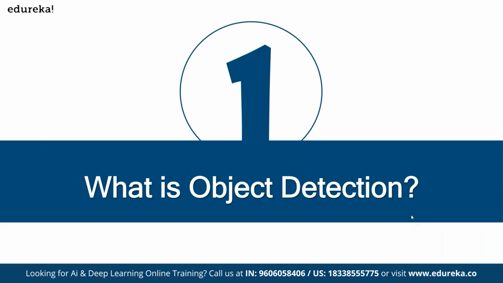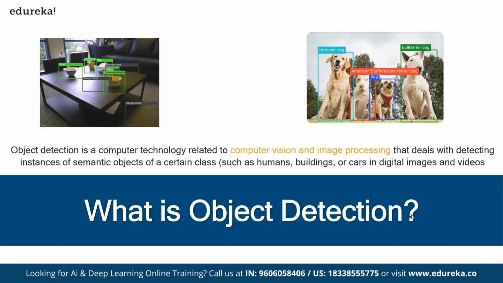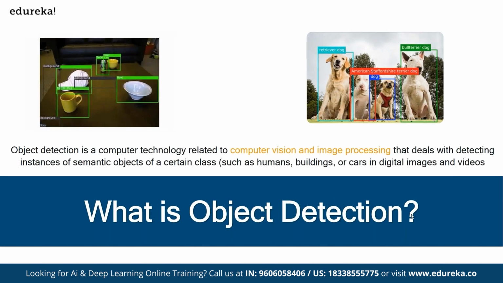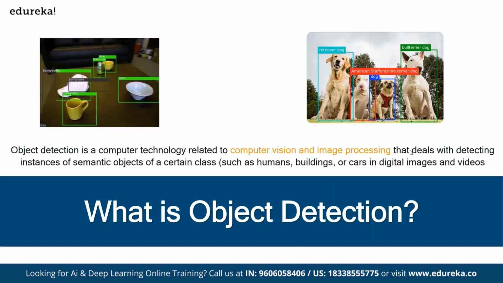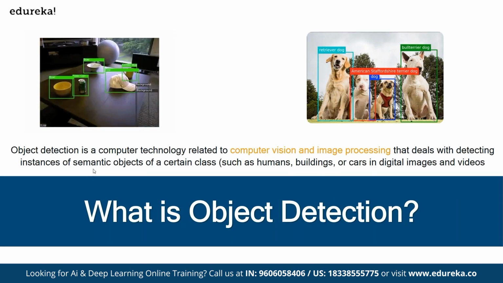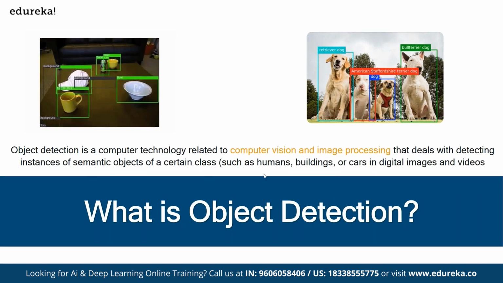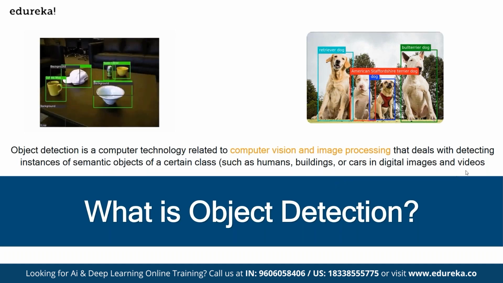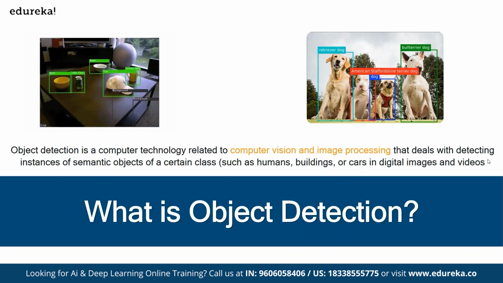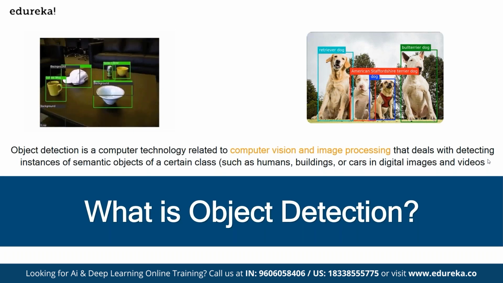So what is object detection? Object detection is a task related to computer vision and image processing, which deals with detecting instances of semantic objects of a certain class, such as humans, buildings, cars, in digital images or videos. I know this sounds purely technical, but let me make it simpler for you.